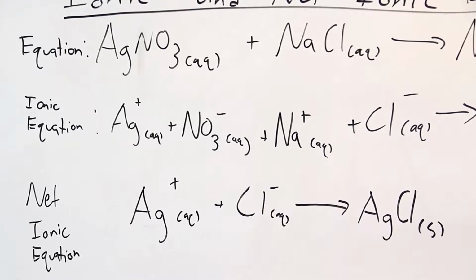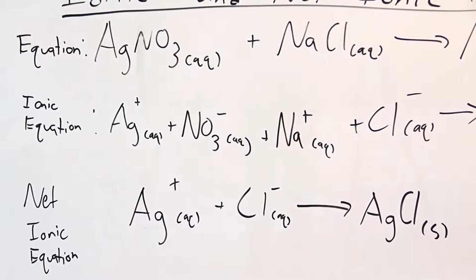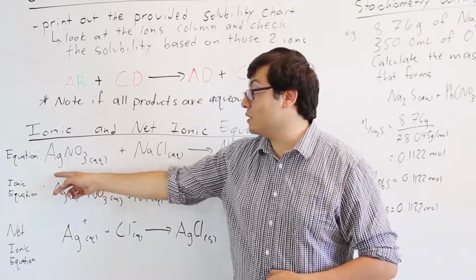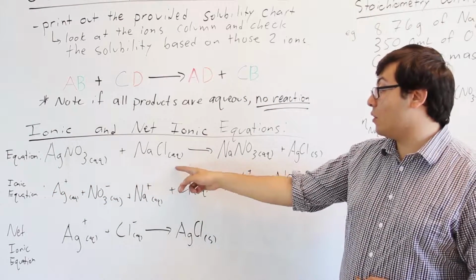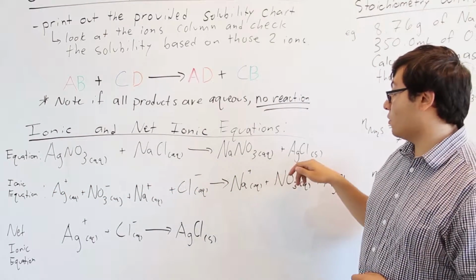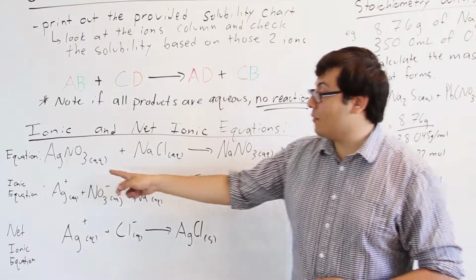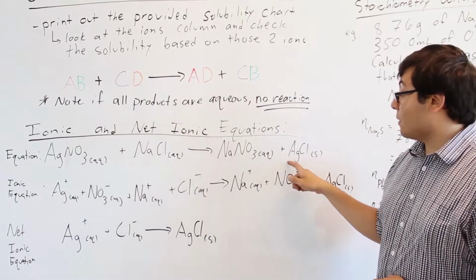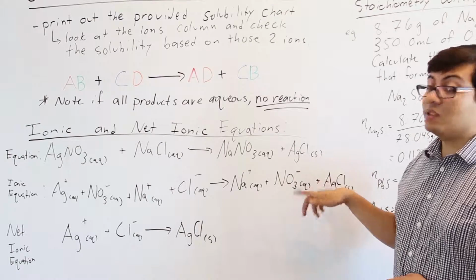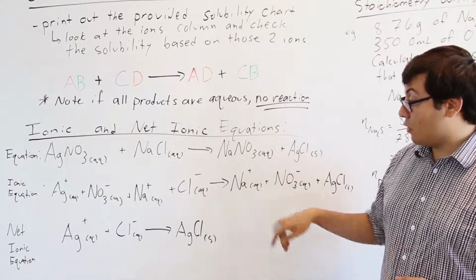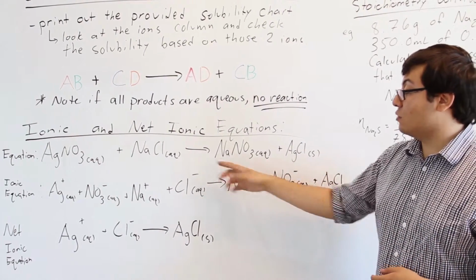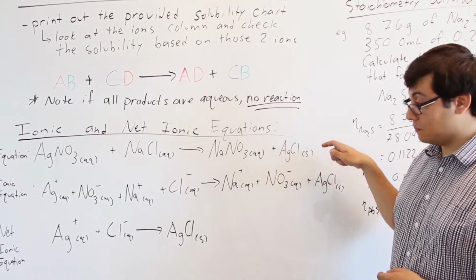So the first is just the plain old chemical equation, which we know of. Over here I have the reaction between silver nitrate and sodium chloride to make sodium nitrate and silver chloride. Notice how everything is aqueous except for the silver chloride, it's solid, which means this reaction actually happens. Otherwise, if both of these were aqueous, then I would just erase it and write no reaction.